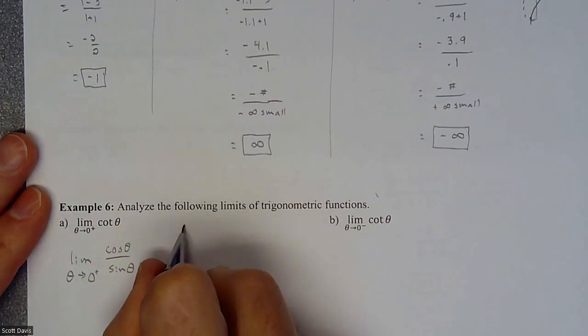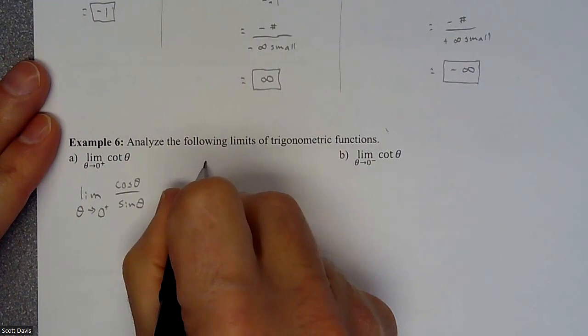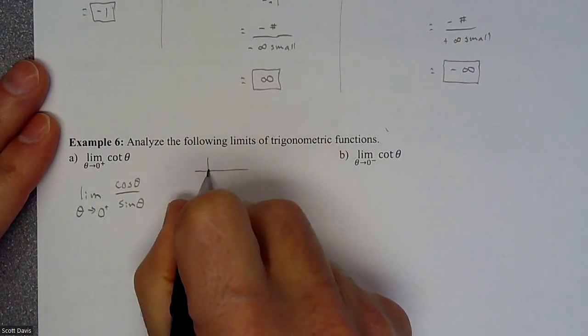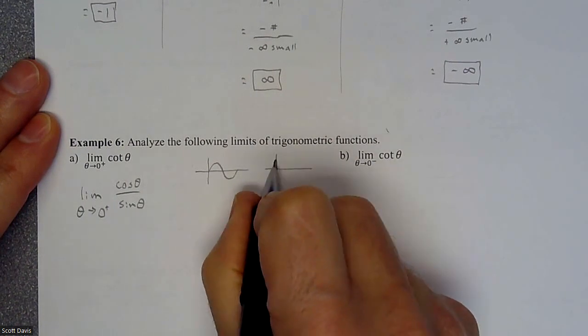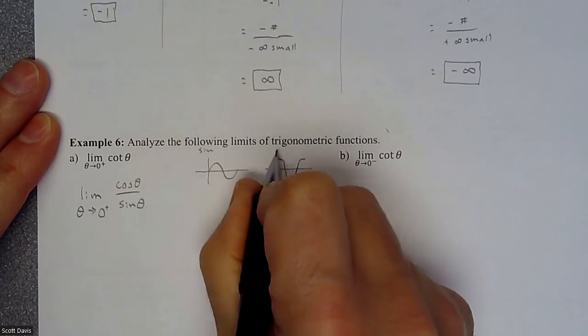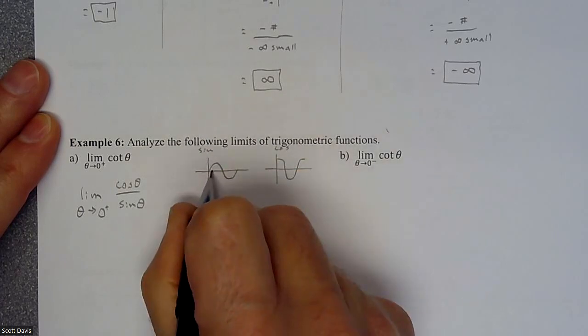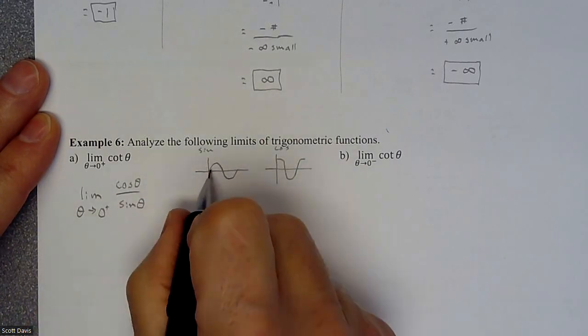Because then I can look at the individual pieces again. So I'm comparing the numerator with the denominator. Here's how I'm going to do this. Here's a sine curve. Here's a cosine curve. And now I can look at what's happening when we're approaching 0 from the right.